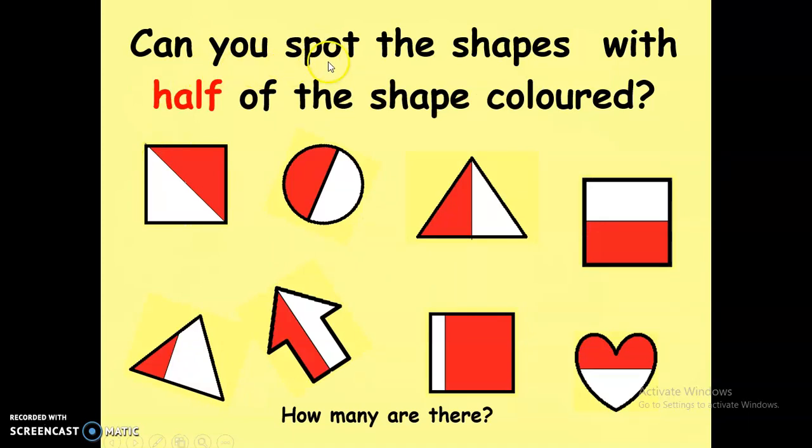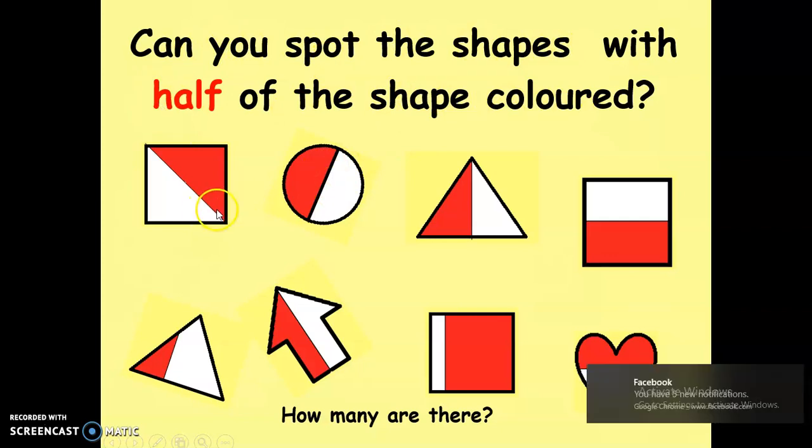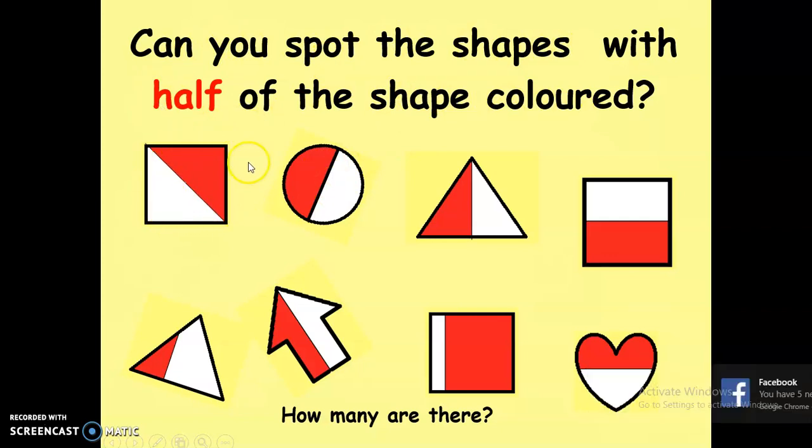So can you spot the shapes with half of the shape colored? For example, you have this square over here, and then you have the circle and you have the triangle. So can you spot the shape that is half colored? So that is for you to think.